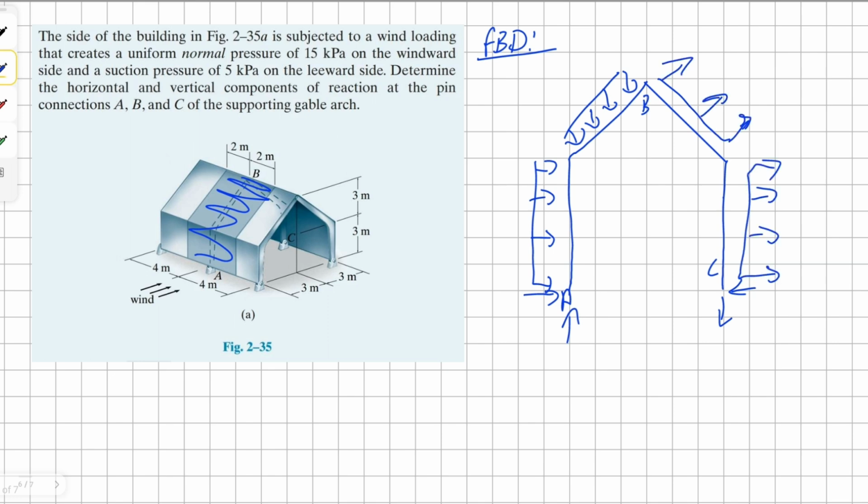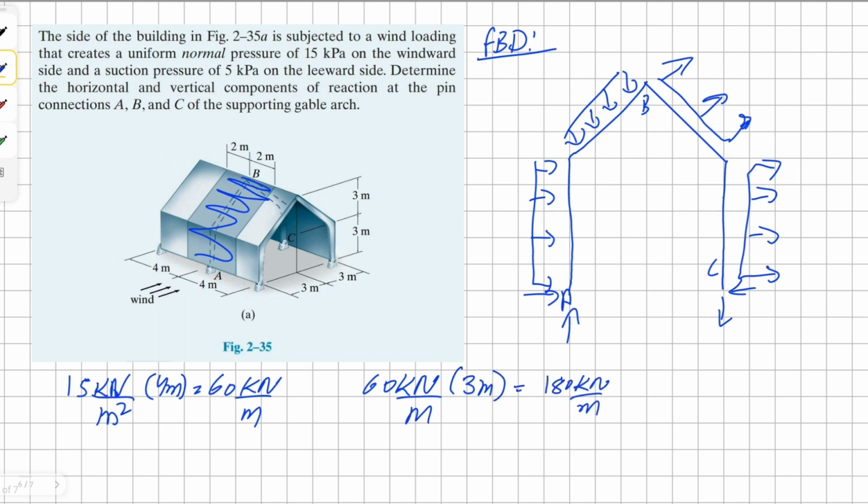Okay, so first of all, let's calculate our distributed load. We know that 1 kPa is equal to 1 kilonewton per meter squared. So 15 kilonewtons per meter squared times the length of the area where the wind is striking, for our tributary loading area, which is 4 meters. Solving this comes to 60 kilonewtons per meter, and our uniform distributed load for the wall will be 60 kilonewtons per meter times the height of the wall. Solving this comes to 180 kilonewtons.